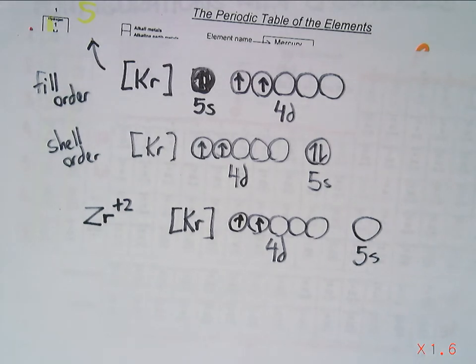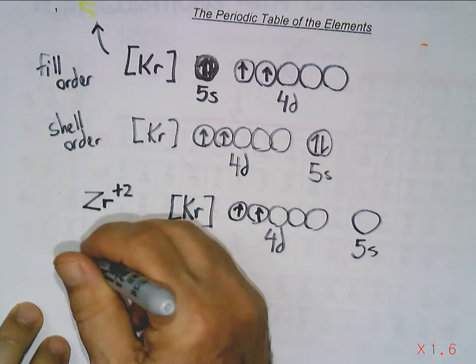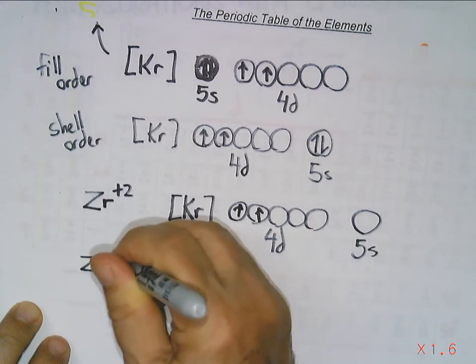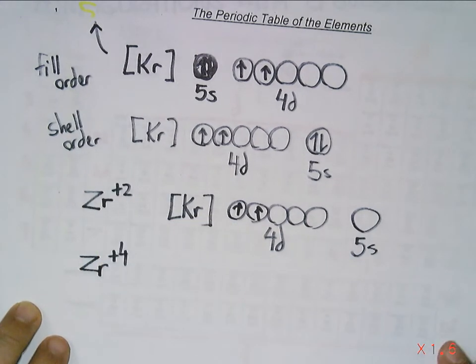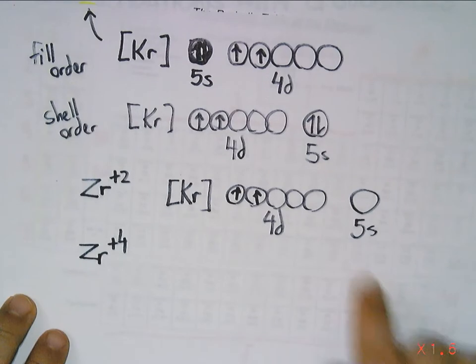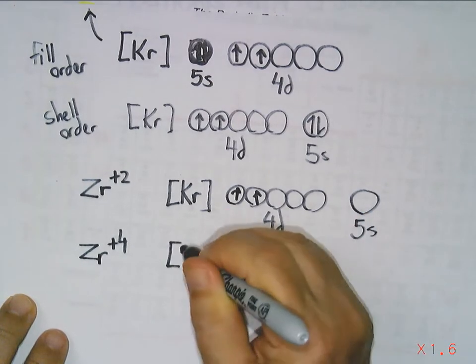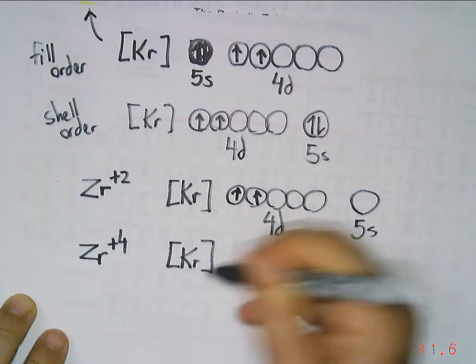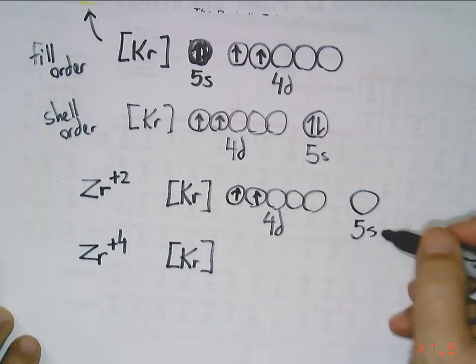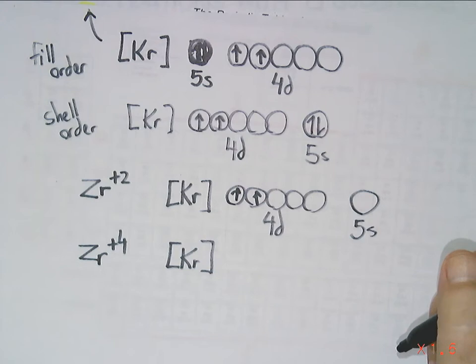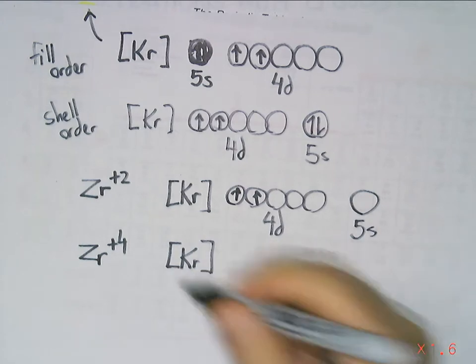You might also guess that you could have a zirconium plus 4 ion pretty easily. If you took off 2 more electrons, then all you're left with is the krypton core. The 4D and the 5s would be completely empty. So you could just write this down.